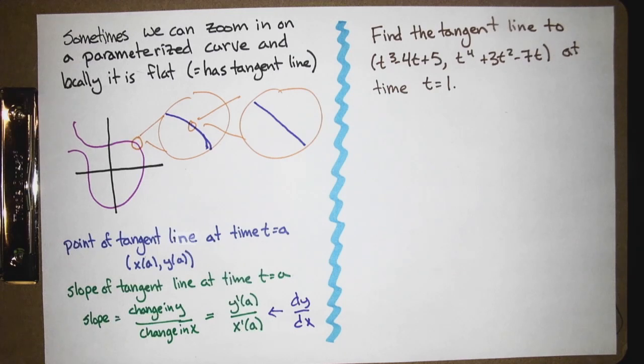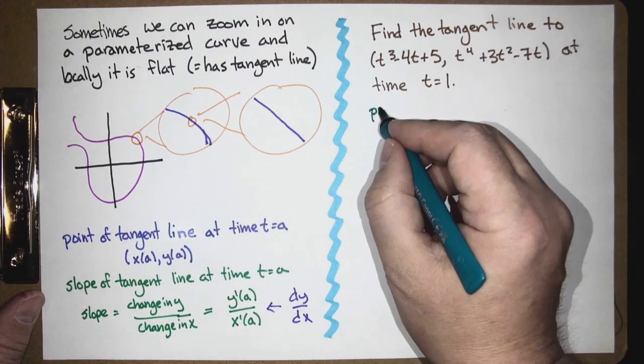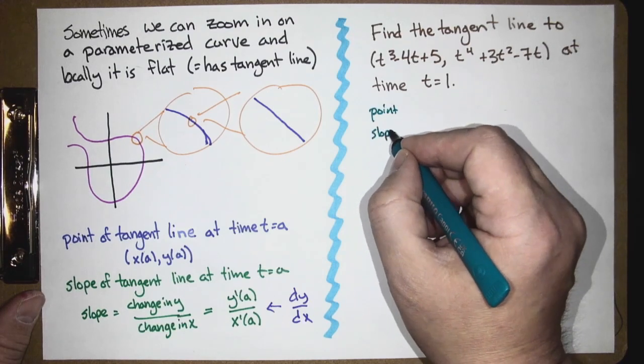All right. Well, let's try this out. Find the tangent line to the curve x equals t cubed minus 4t plus 5 and y equals t to the fourth plus 3t squared minus 7t at time t equals 1. All right, so we're looking for a tangent line. No problem. We're going to find ourselves a point, and we're going to find ourselves a slope.